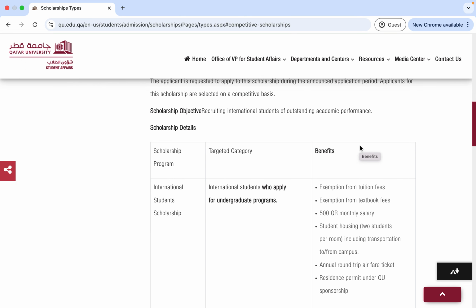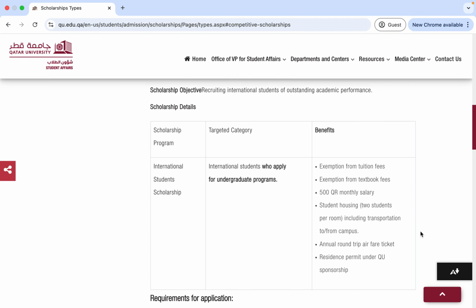So what does this scholarship cover? It covers 100% tuition fee waived. You are also exempted from buying textbooks, and you also get a stipend of 500 Qatari riyals every month. You also have student housing for free, which also includes transportation to and fro from campus to the dormitory where you live. And then you also have annual round trip tickets back to your country, and you also get residence permits under Qatar University sponsorship.